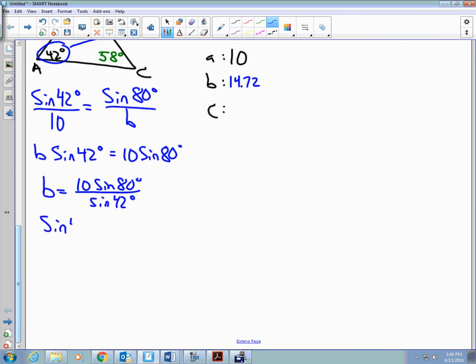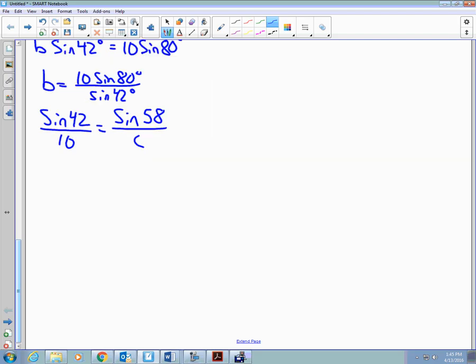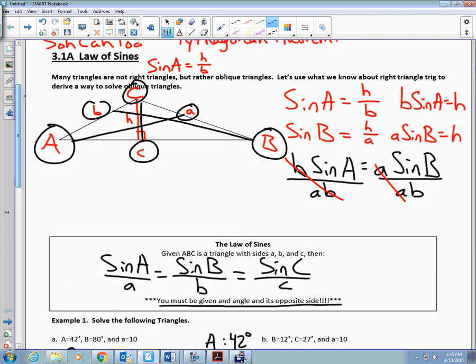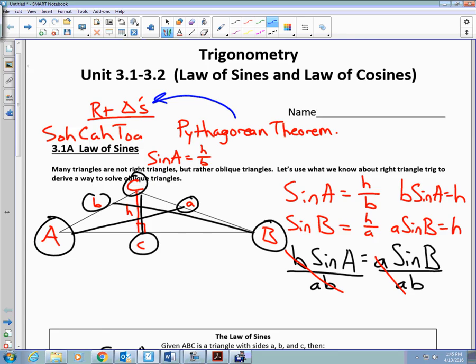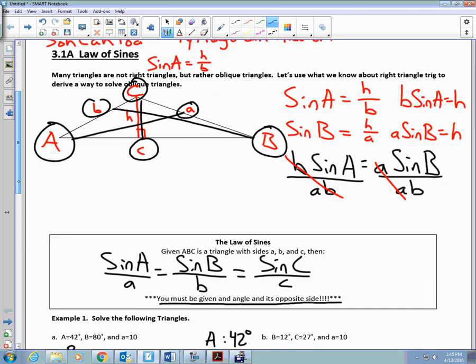I'll take the sine of 42 divided by 10 is equal to, now what side are we trying to find? So I'll take the sine of 58 divided by C. Can't do a squared plus b squared is c squared. That's the Pythagorean theorem. It only applies to right triangles, and we do not have a right triangle. Therefore, it does not work.